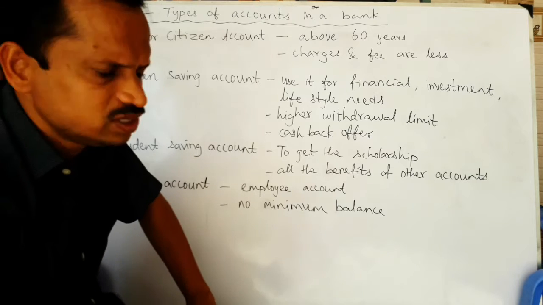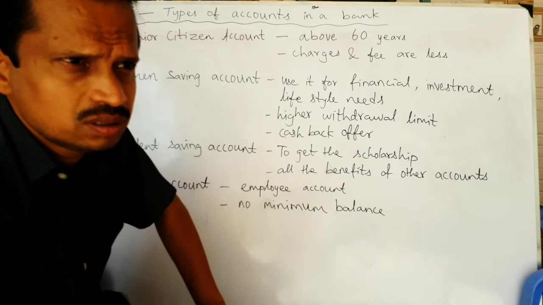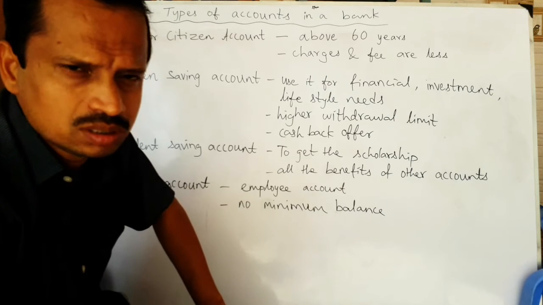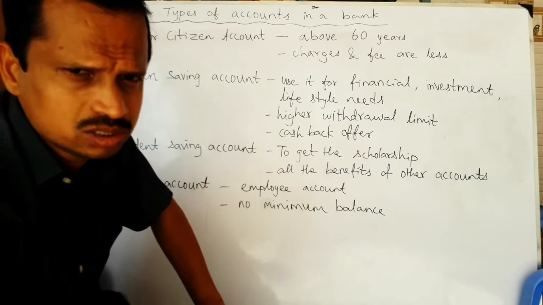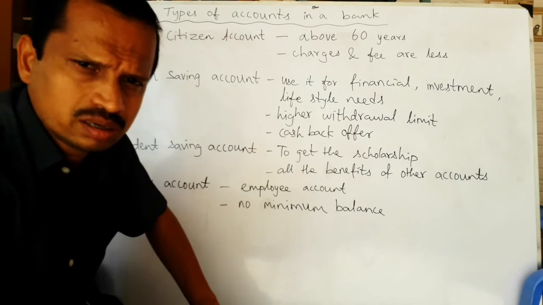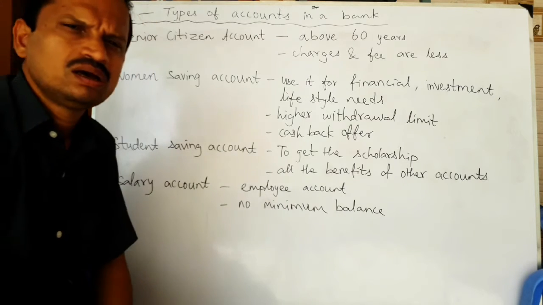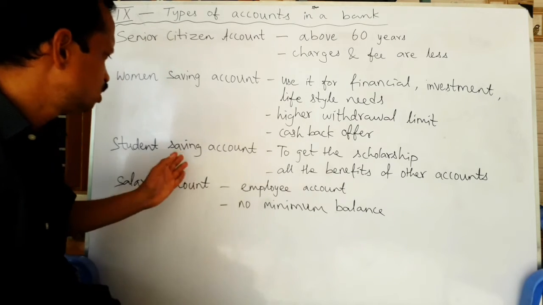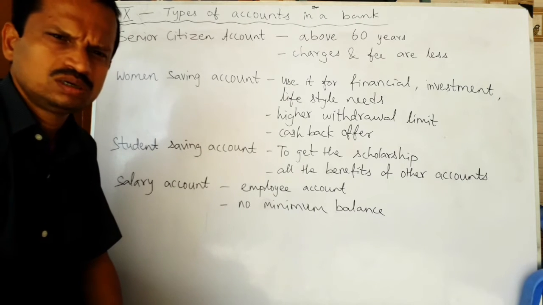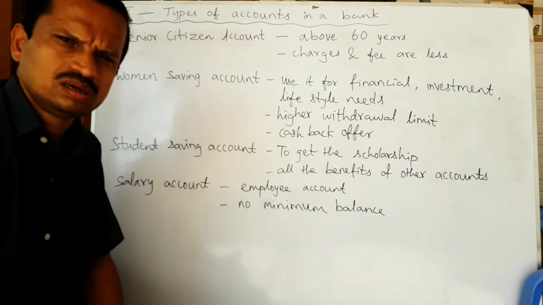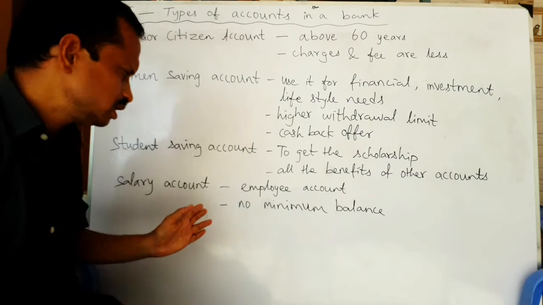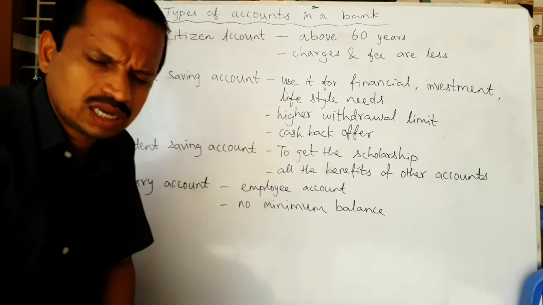If the student has their own account, they will easily receive that scholarship, etc. And all the benefits of the other accounts. That means in an SB account, the bank will provide you cheque leaves and an ATM card, that is the debit card, which you can use at point of sale. Everything will be provided for the student's saving account. These are the benefits. So you students can open an account and visit the bank. Clear?